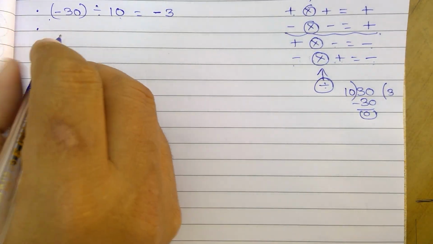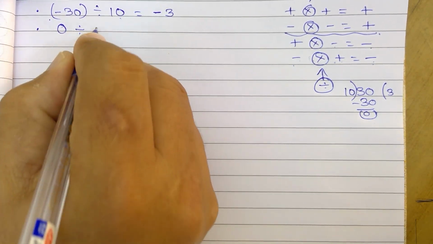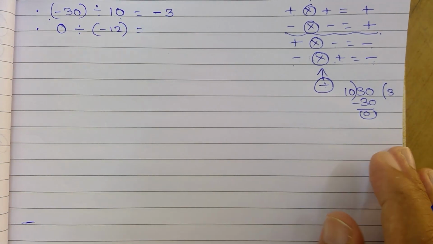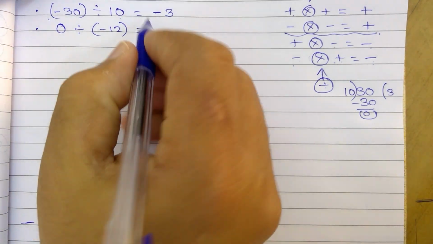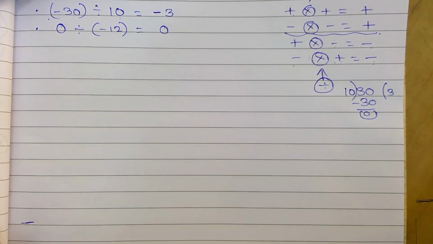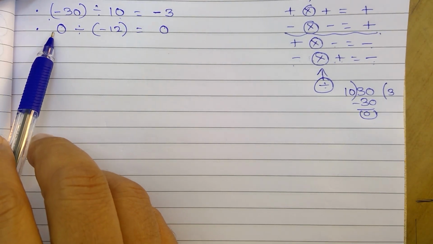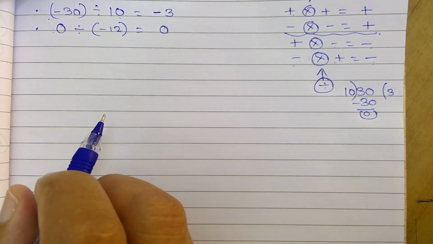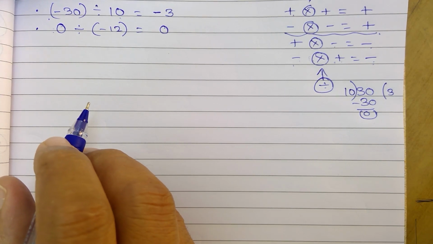In the same way, you will see some problems like 0 divided by minus 12. Already we know that whenever you divide 0 by any number, it will be 0. Maybe the number is positive or negative. And sir, you don't tell that 0 here is positive. No, 0 does not have a positive sign or a negative sign. Is it right?